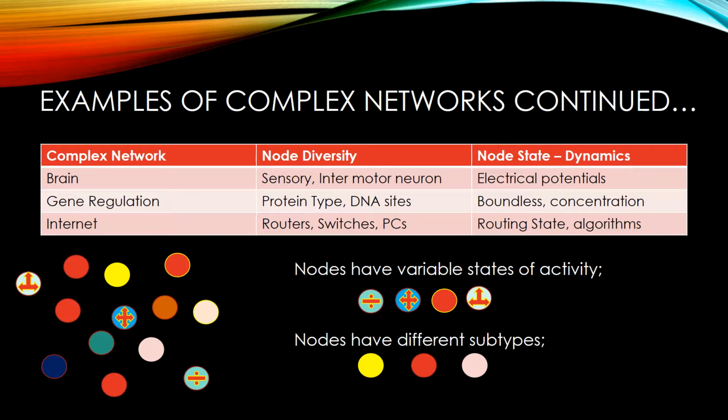More examples of complex networks with node diversity and node state dynamics. An example, as I mentioned before, of a complex network is the internet. The node diversity can be routers, switches, or PCs. The node state dynamics can be routing state or algorithms. Gene regulation can be another example of a complex network. The node diversity can be the protein type or the DNA sites. The node state dynamics can be boundness or concentration.